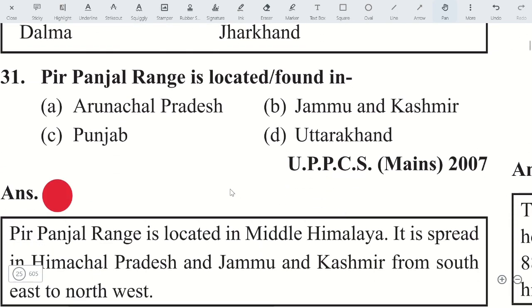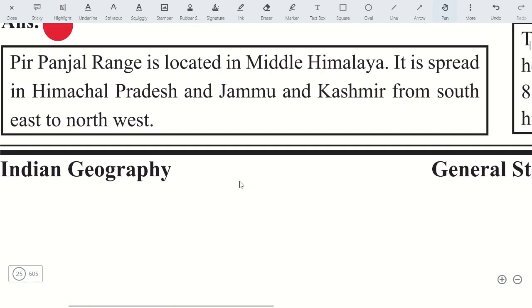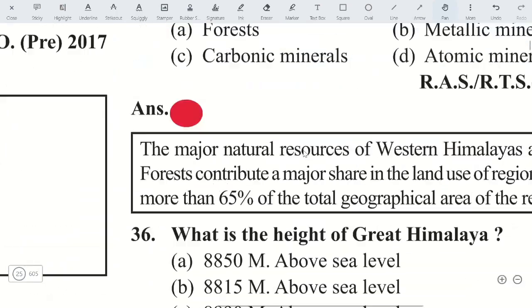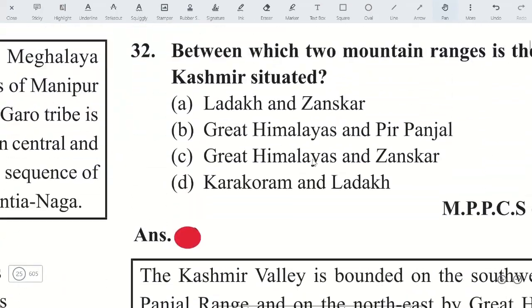The Pir Panjal range is found in Jammu and Kashmir. Very simple: Pir Panjal is located in Jammu and Kashmir. Next question.